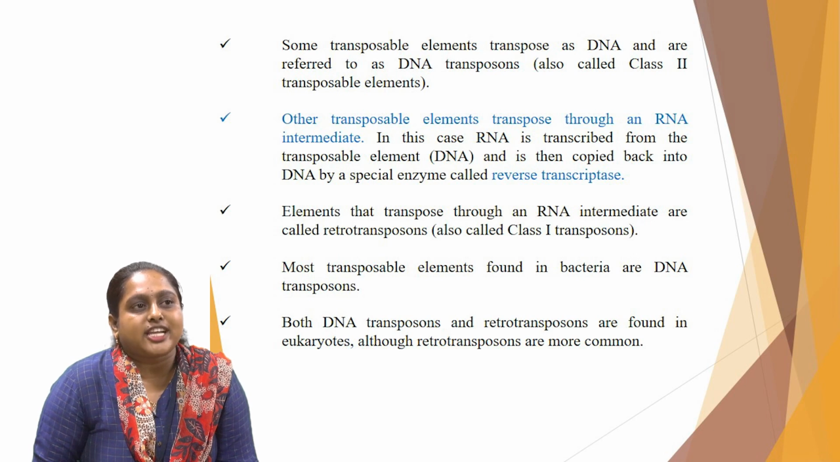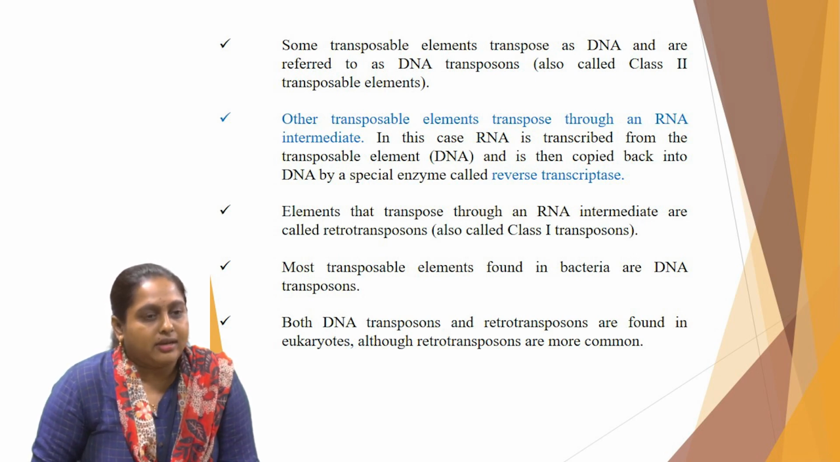Some of these transposable elements transpose as DNA and are referred to as DNA transposons. Not only DNA transposons are present, we can also see RNA transposons in the cells. In this case, RNA is transcribed from the transposable element, which is DNA, and it is then copied back into DNA by using a special enzyme called reverse transcriptase. Both DNA and RNA transposons can be seen in many eukaryotic as well as prokaryotic microorganisms.